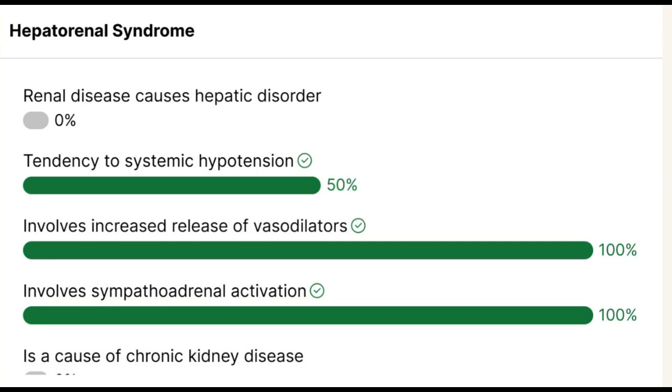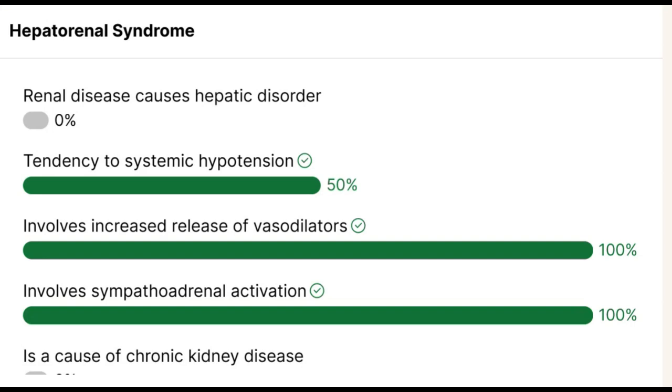So regarding hepatorenal syndrome, it is a cause of prerenal renal failure, and the pathophysiology department expects you to know at least some detail about it. I think they give it a lot of importance. So it is not a renal disease that causes the hepatic disorder, but it's the other way around, where a hepatic disorder causes a renal dysfunction. And then there's a tendency to systemic hypotension.